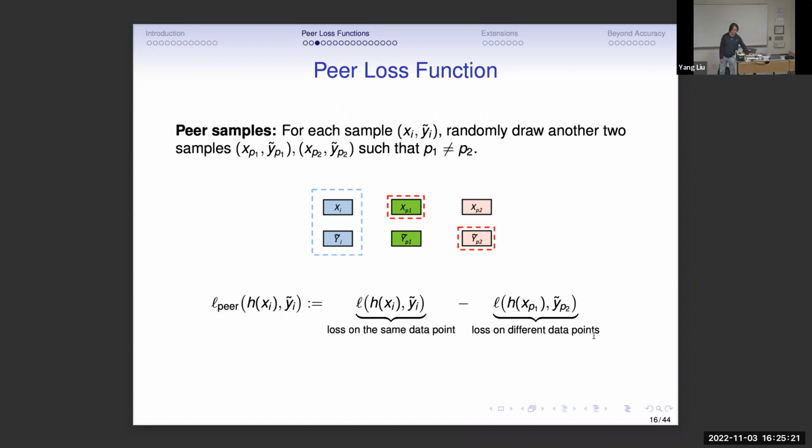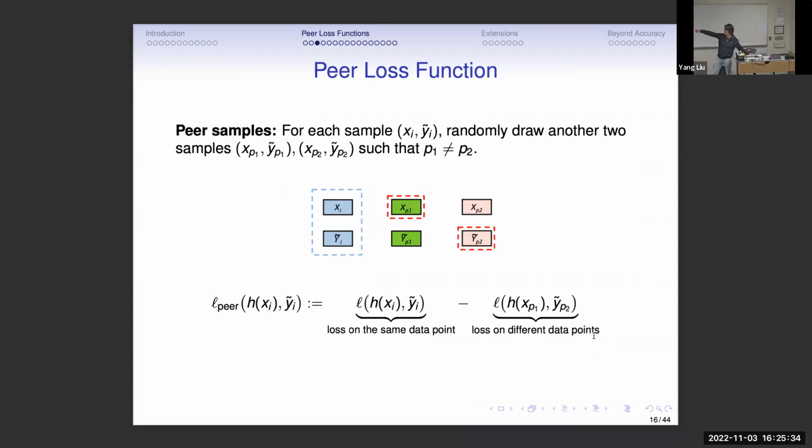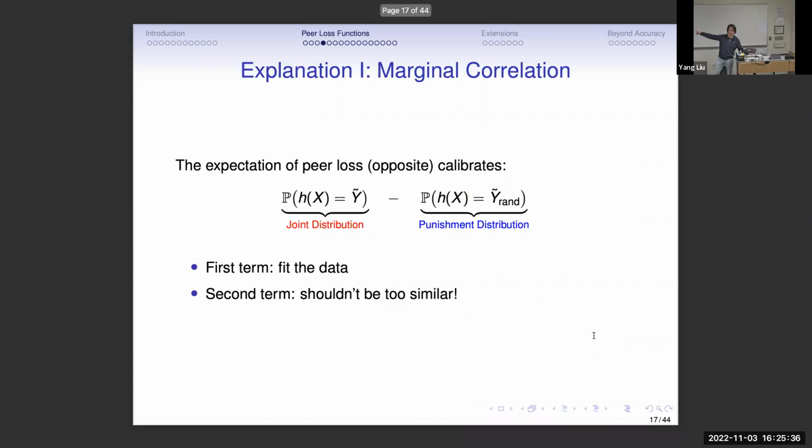But this is on the next page. So I'll give you explanations of why this works. Basically, when you take the expectation of the pure loss, it calibrates the following terms. The first term is the same as the typical loss function does. It tells you the classifier should be fit to the data. You should be fitting the data. The first term is telling you, okay, I'm trying to reward the classifier if the prediction agrees with the noisy label. That's what it does. But the second term is what I call a punishment distribution. It tells the classifier you shouldn't be predicting too accurately on a randomly selected noisy label from the rest of the distribution.